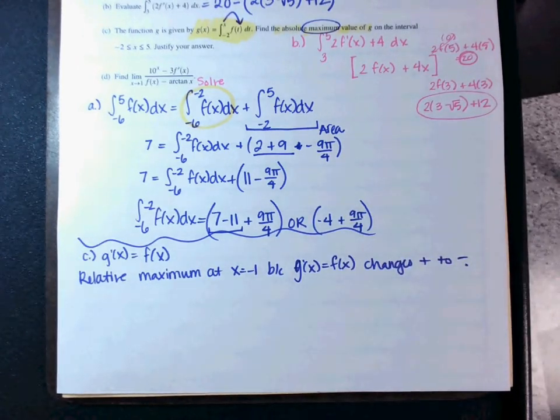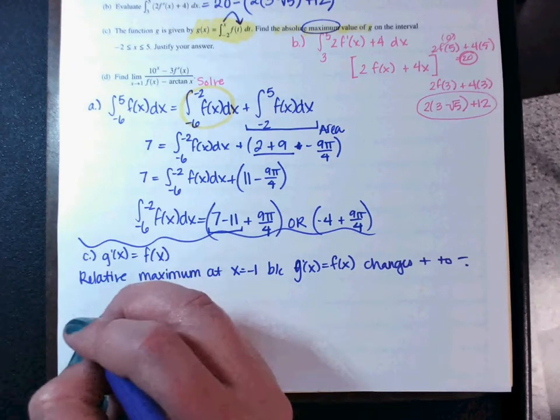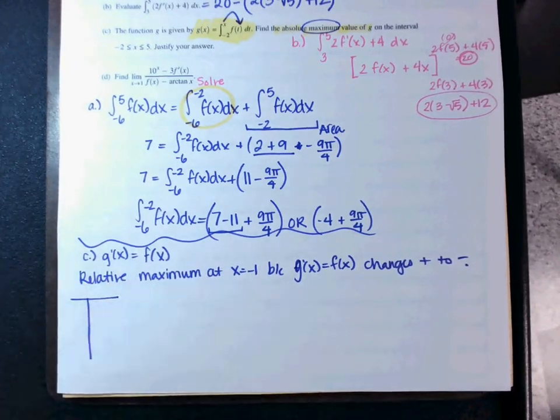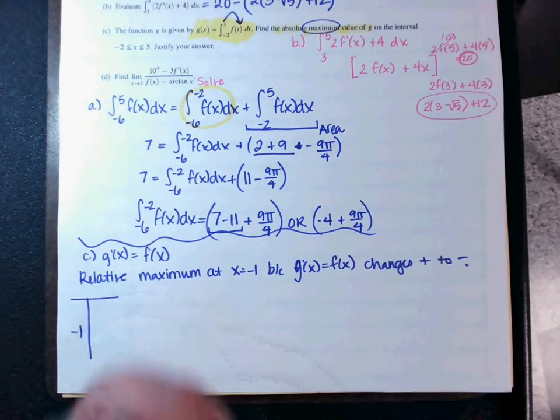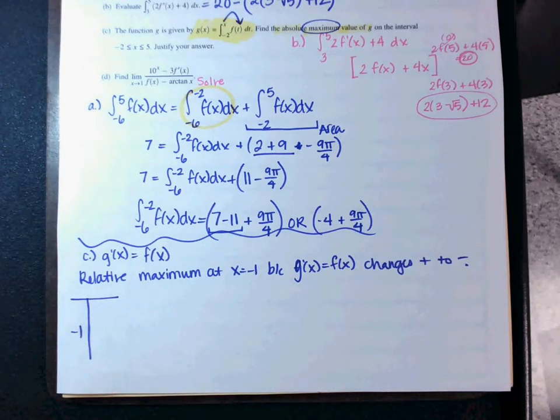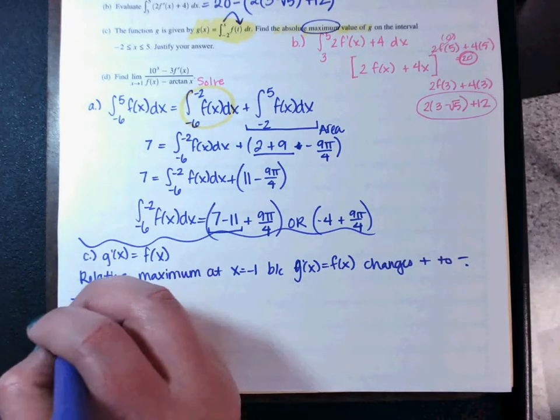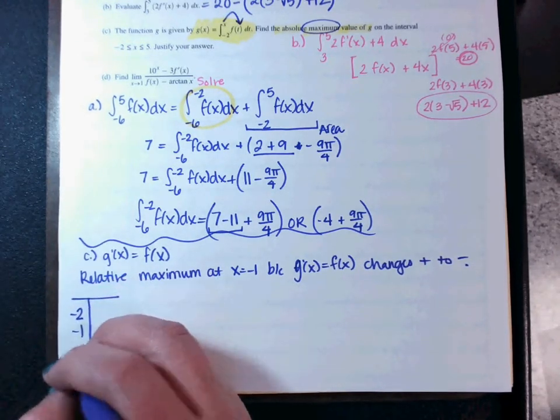Okay, however, if there is more than one candidate, you have to make a candidates chart. And in this case, we know that there is more than one candidate because not only did I have a max, but I also had a minimum. So in my chart, I'm going to put -1, that was my relative maximum. I'm going to put the other endpoints of my interval, which were -2 and 5.